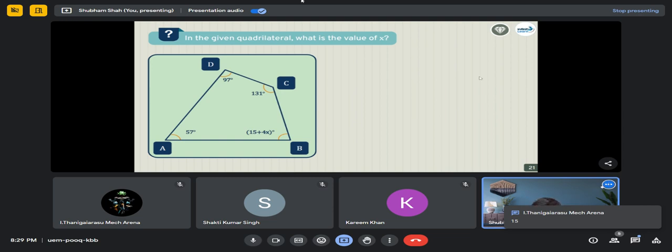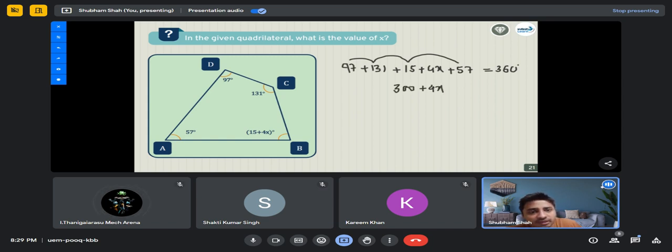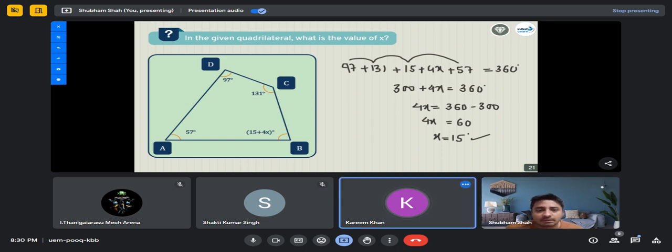Okay, chalo, let us check. We know that the sum of all angles of a quadrilateral is how much? 360. So 97 plus 131 plus 15 plus 4x plus 57 equals 360 degrees. What is the sum of 97, 131, 15 and 57? The sum is 300. So 4x equals 360 minus 300. 4x equals 60 degrees. The value of x is 15. Okay, good. Anybody is having any doubt? Okay, good.